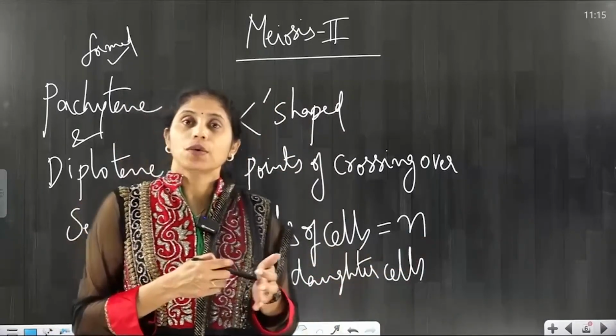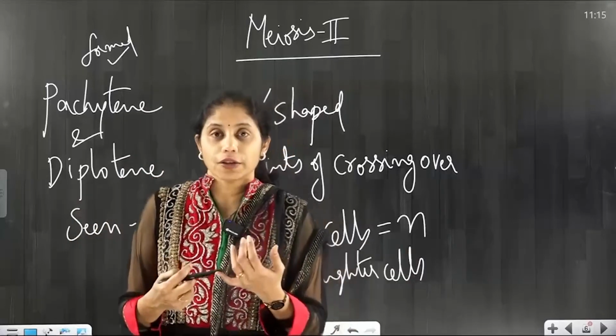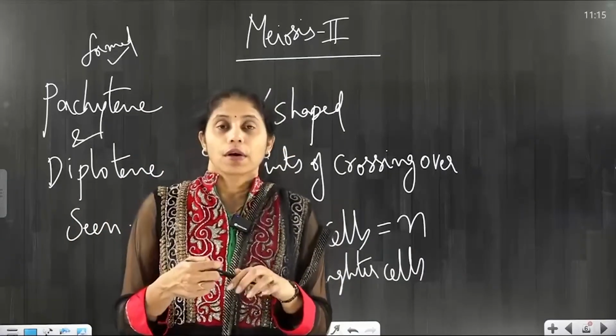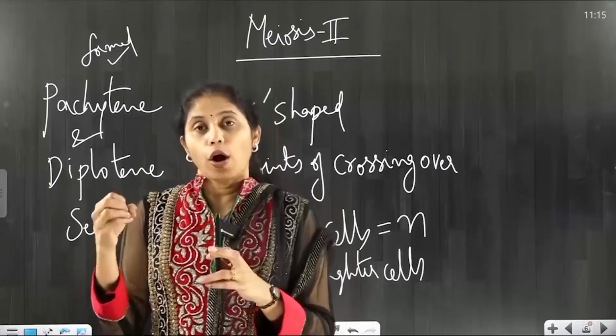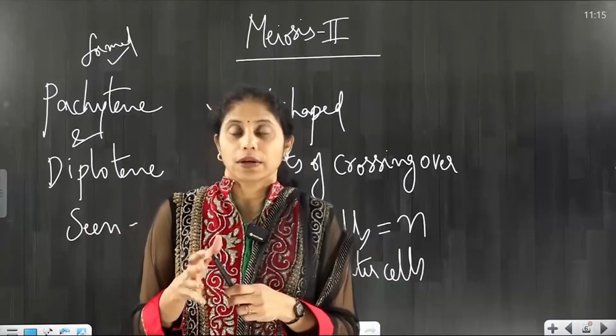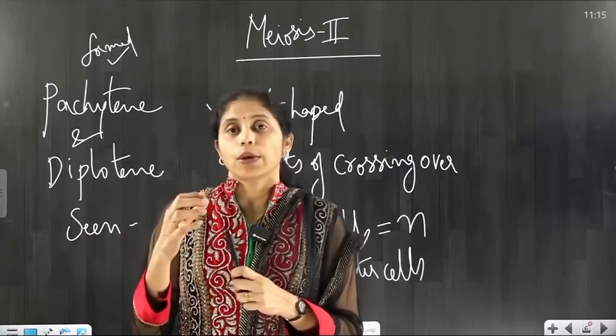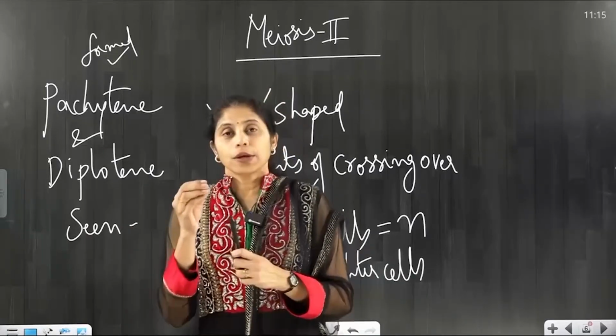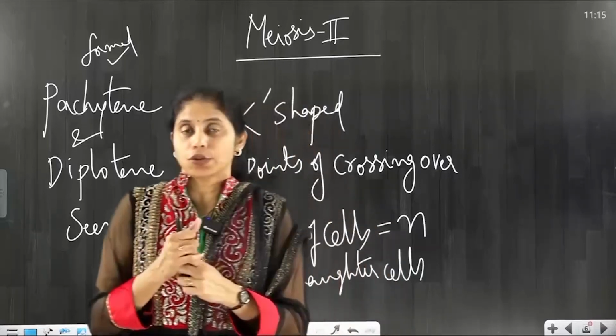In karyokinesis 2 also we have prophase 2, metaphase 2, anaphase 2, telophase 2. So it will proceed like normal mitosis. So meiosis-II is actually equal to mitosis. That is why meiosis-II is called equational division. So in meiosis-II, first prophase 2.